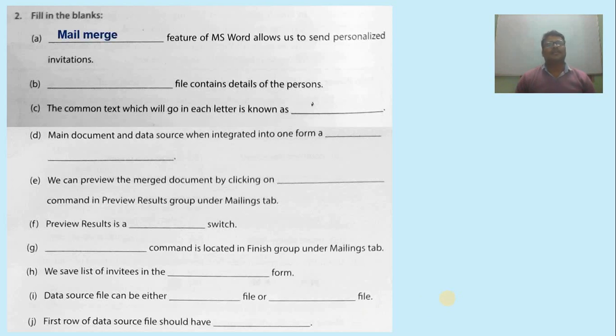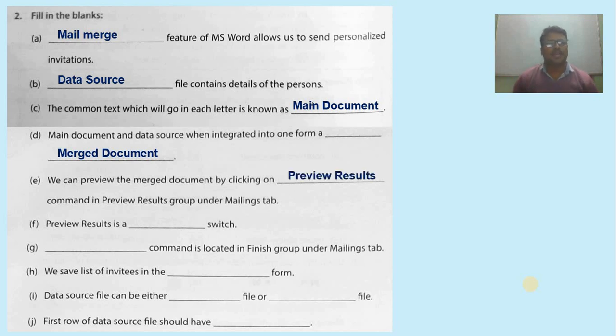First, mail merge. Features of MS Word allow us to send personalized invitations. Data source file contains the details of the person. The common text which will go in each letter is known as the main document. Main document and data source will be integrated into the merge document. We can preview the merge document by clicking on that command in the Preview Results group. Preview Results is a toggle switch.